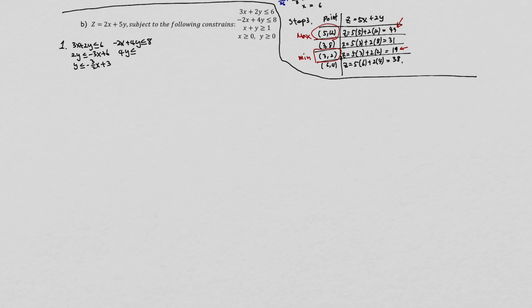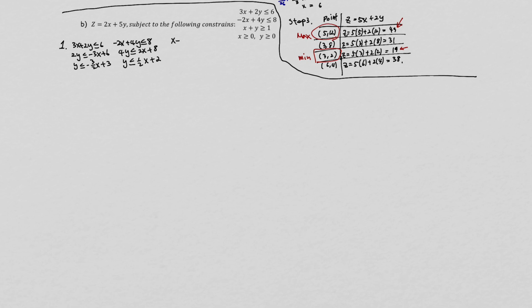4y is less than or equal to 2x plus 8. Moving negative 2x to the other side, it becomes positive 2x plus 8. When you divide both sides by 4, you get 1/2 x plus 2. So this one has y-intercept 2 and slope 1/2.